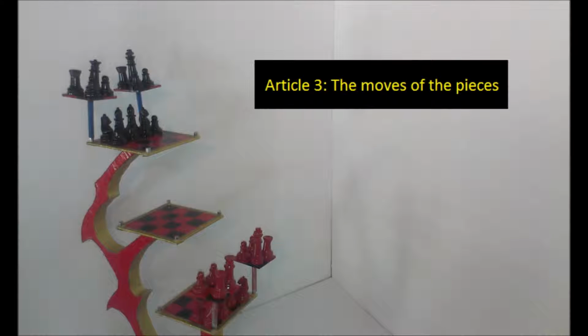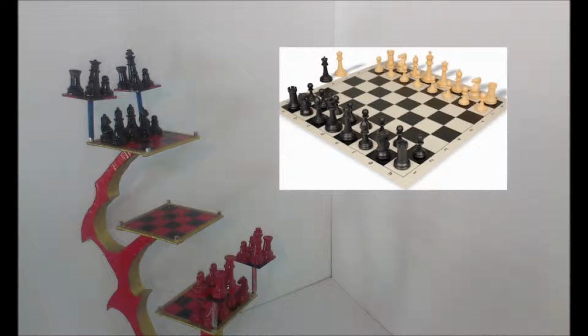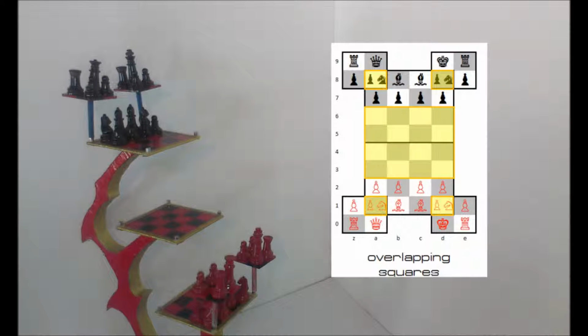Article 3. The moves of the pieces. Article 3.1. Any move which can be made in classical chess can be made in tridimensional chess, since every overlapping square is the same color. You may now have the option of deciding which board you may rest your piece on.